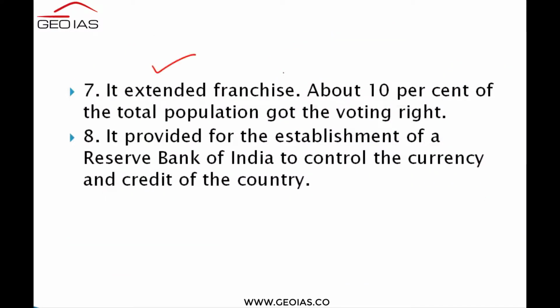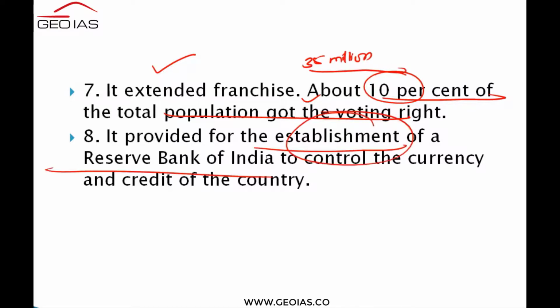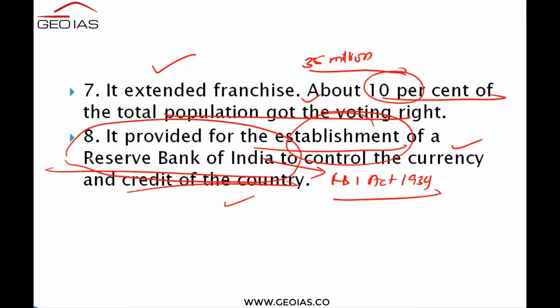About 10% of the total population got the voting right. So nearly 10%, that is 35 million people, got the voting right in India. And it provided for the establishment of the Reserve Bank of India through the RBI Act 1934, which was passed by the British Parliament to control the currency and credit of India. So the Reserve Bank of India was established through this act to control the currency and credit of India.